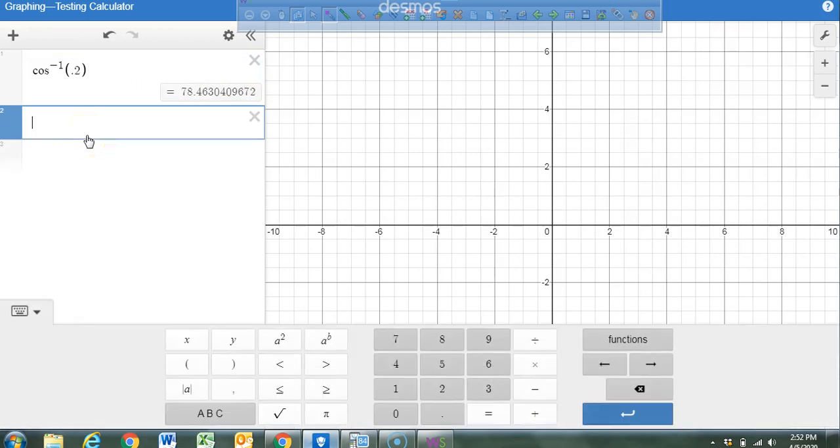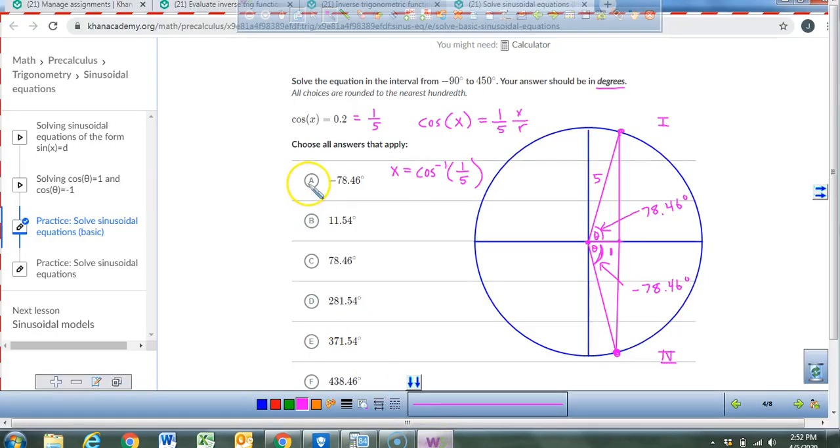We're going to take negative 78.46. We're going to add 360. And that puts us at 281.54. So we know right here, I'm going to go ahead and bubble in a couple of answers. We know one of our answers is negative 78.46. We know another answer is positive 78.46. We just found out another answer, which was 281.54. Now, why is that an answer? Because it's between negative 90 and 450.